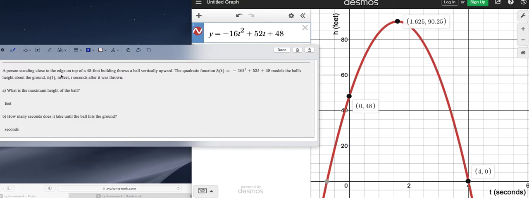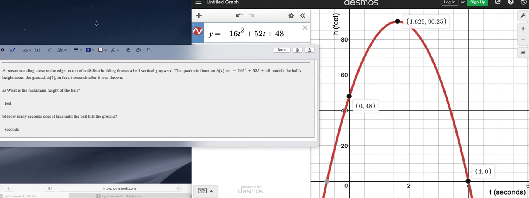Hello, I had a question on number 10 in 5.5. This one goes: a person standing close to the edge on top of a 48-foot building throws a ball vertically upward. The quadratic function, this thing right here, models the ball height above the ground, h of t in feet, t seconds after it's thrown. And we're asked to find the maximum height of the ball and then how long until it hits the ground.